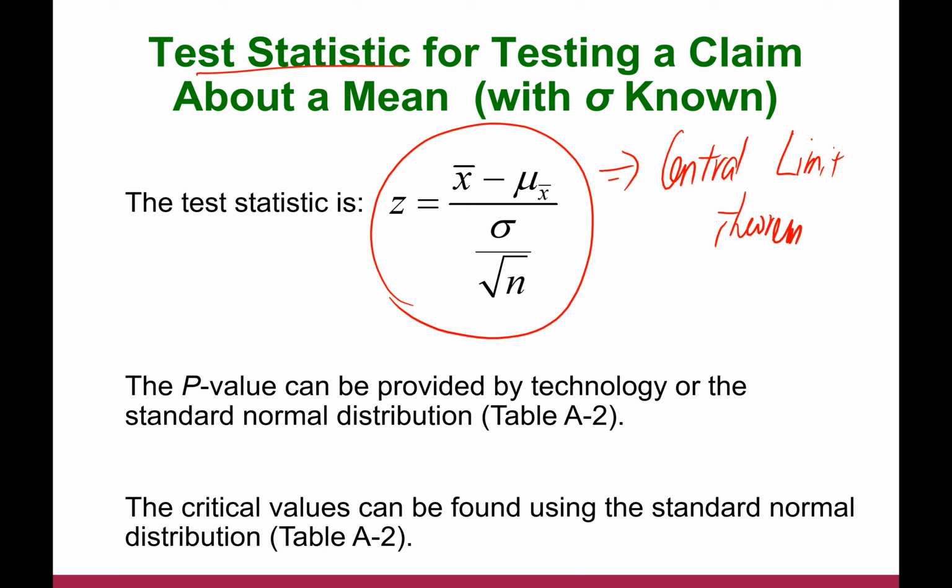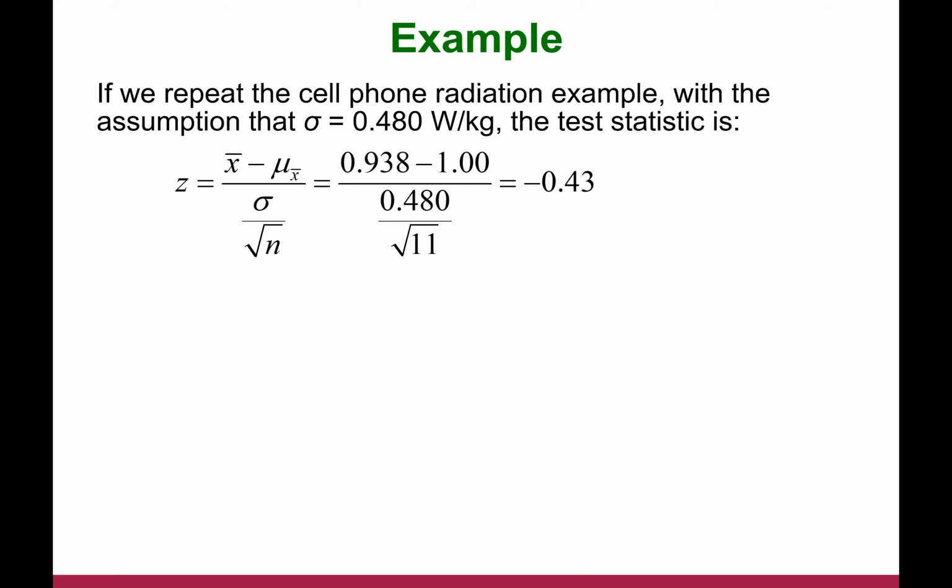Sample mean minus population mean, divided by population standard deviation over square root of sample size. The p-value we find from table A2. You can find it in Excel as well. Critical values we find using the standard normal distribution from table A2. Now let's repeat it. In this case, if you're assuming the standard deviation is 0.480, the test statistic will turn out to be negative 0.43.